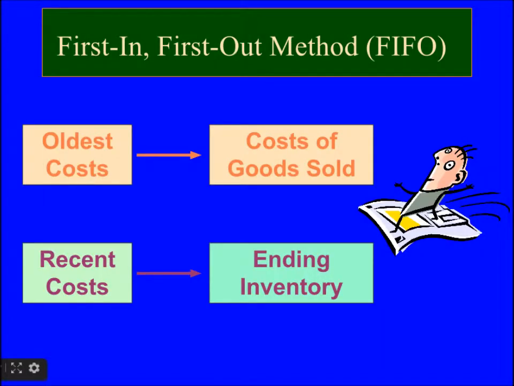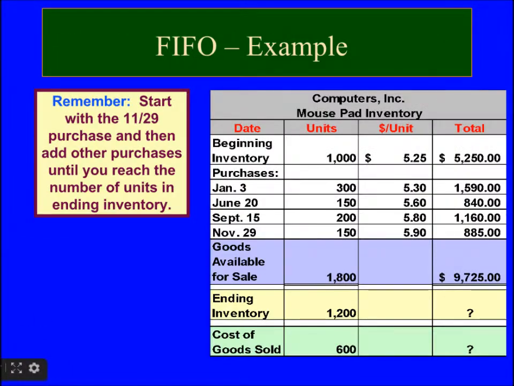Then the first in first out method uses the oldest cost in the calculation of cost of goods sold, and the most recent cost is used to calculate the ending inventory. First in first out means the first inventory which we purchased, we will use that price for selling the goods first, and we'll use that cost price to calculate the cost of goods sold first, in the order of first in and then first out. First in as in first purchases.